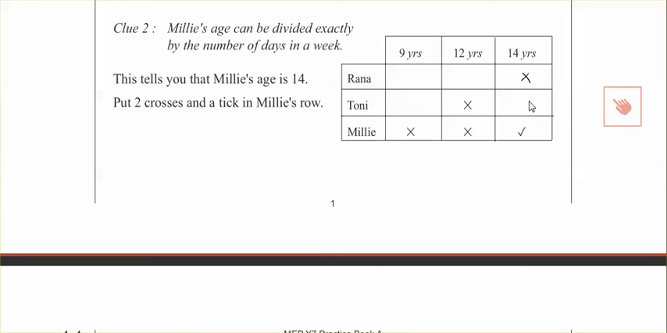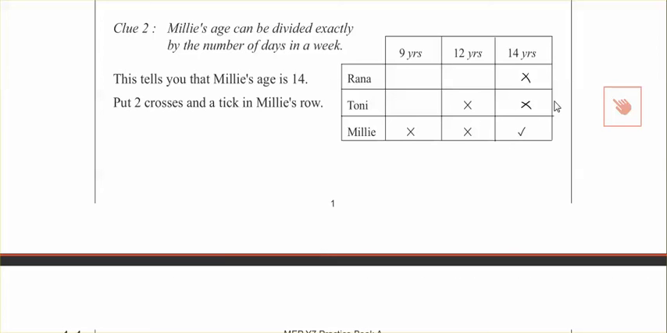Good. Why have you chosen to put 2 crosses there? Because it says there's 1 9, 1 12 and 1 14, and they can't be 14 because Millie is. So we can put a cross. Now that simplifies it even further.